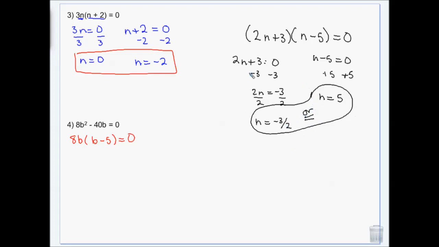So they don't always equal 0. It always equals 0 if you got something like this, though. Because that's 8b equals 0. Well, 8 times 0 is 0, so b has to be 0. And then I have b minus 5 equals 0, so I add 5 to both sides, so b equals 5.